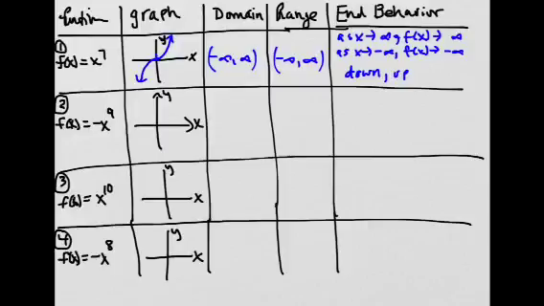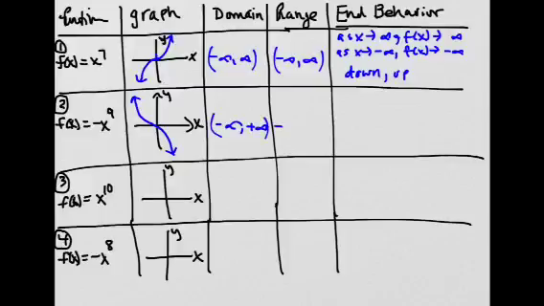Okay, number 2, f of x equals negative x to the 9th. Well, this is an odd degree polynomial with a negative a. So it's going to do the opposite of what number 1 did. It's going to go like this, like this. Okay, the domain is still all reals.